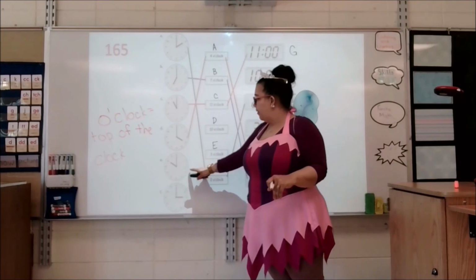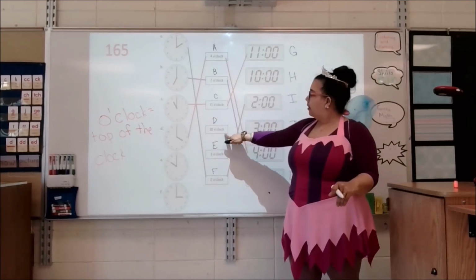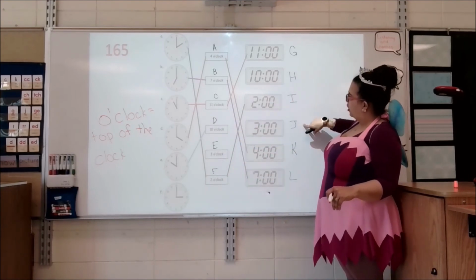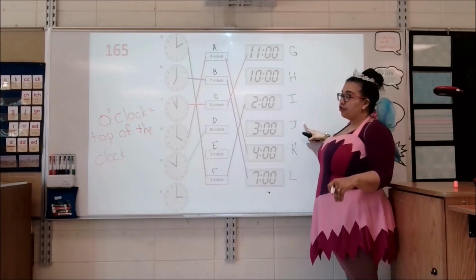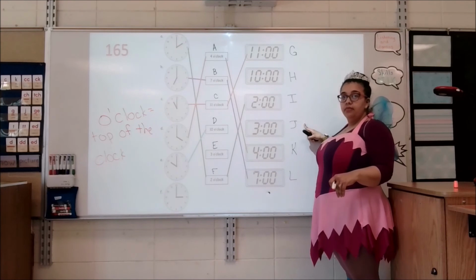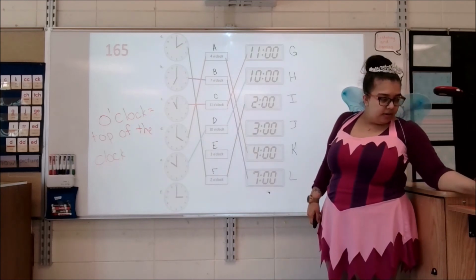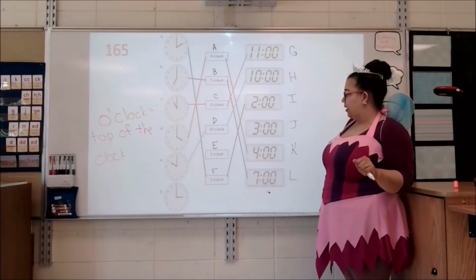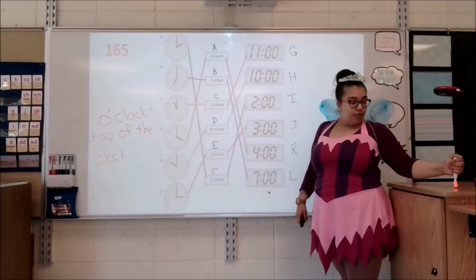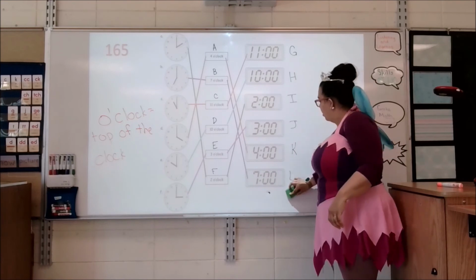Here we have 10 o'clock. Which one of these is 10 o'clock? H or J? H is 10 o'clock. Good job. Which means our last one is 3 o'clock. Great work. Introducing time to the top of the hour.